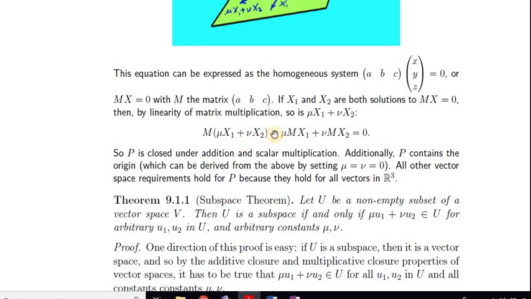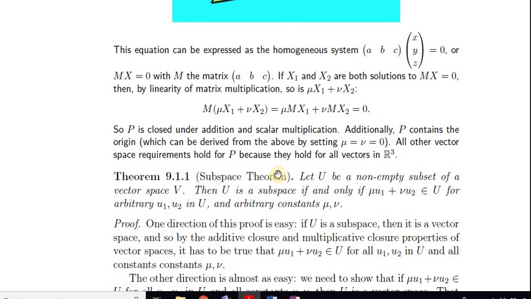All right. Now, so we see this property that any linear combination of two vectors in the subspace is still in the subspace. And in fact, that's the defining property for a subspace. And that's what is stated here in the subspace theorem. Let U be a non-empty subset of vector space V. Then U is a subspace if and only if mu u1 plus nu u2 is in U for arbitrary u1 and u2 in U, and arbitrary constants mu and nu.